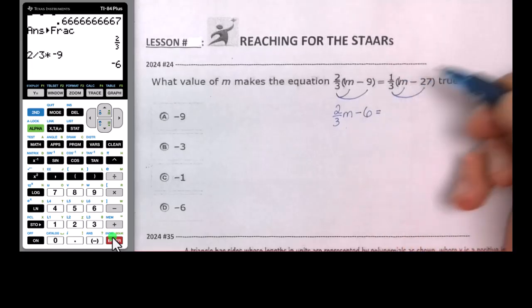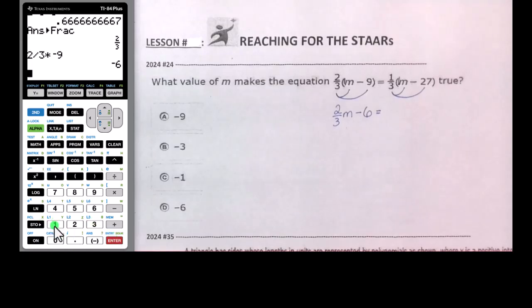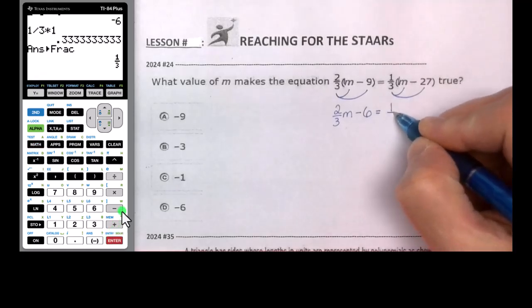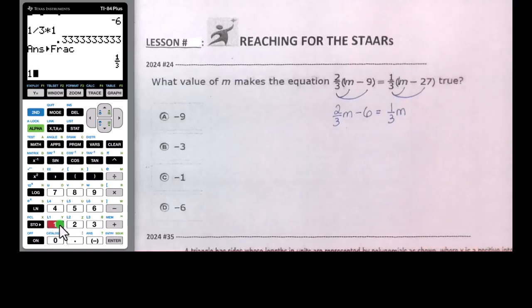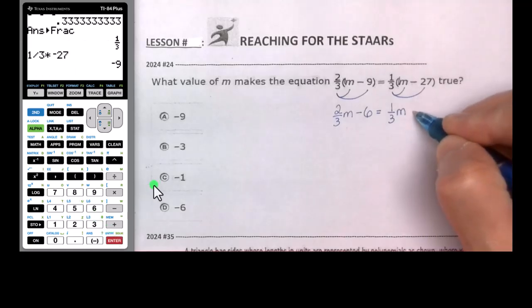Again, there's an invisible 1, so let's do 1/3, 1 divided by 3 times 1. Enter. I get a decimal. So we change back to a fraction by pressing math, enter, enter. We get 1/3 m. And next one, we're going to do 1 divided by 3 times -27. And we get -9.